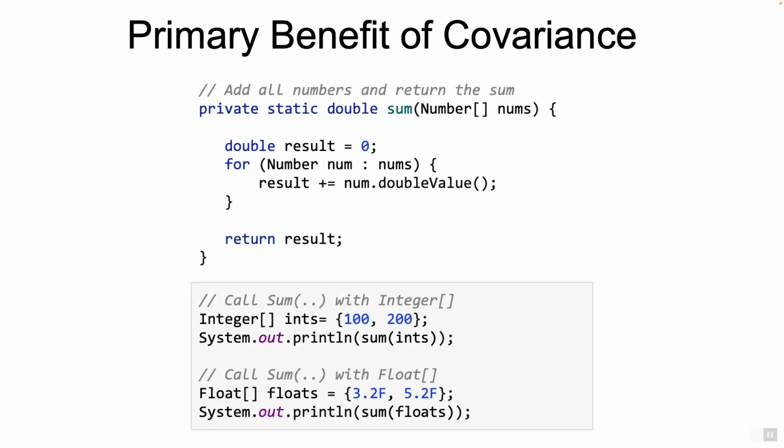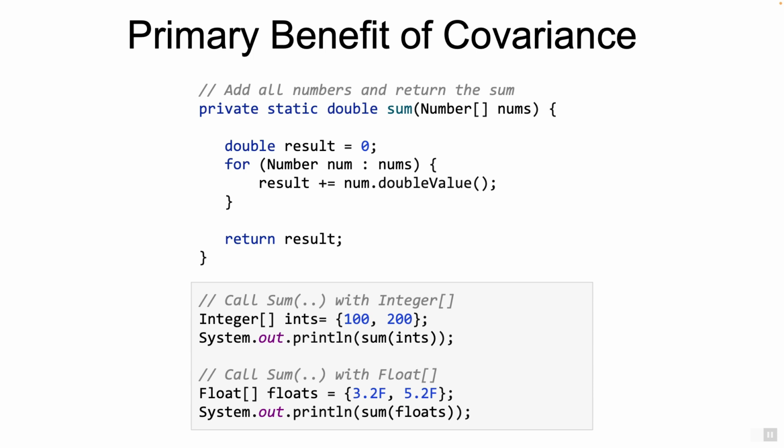So what is the primary benefit of array covariance? The big benefit of array covariance is that the elements of the array can be treated in a generic way as long as we are just reading from the array. To illustrate this, on the screen you see an example. Here we have created a method called sum, which takes in a Number array as a parameter. Within the method sum, we treat the elements as a Number and everything just seems fine. The method itself sums up all the numbers and returns a double.